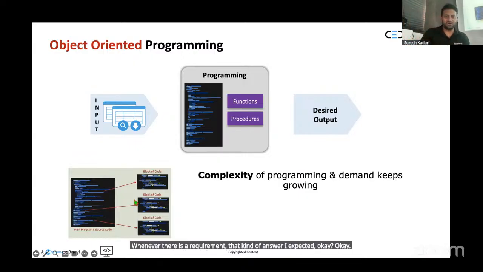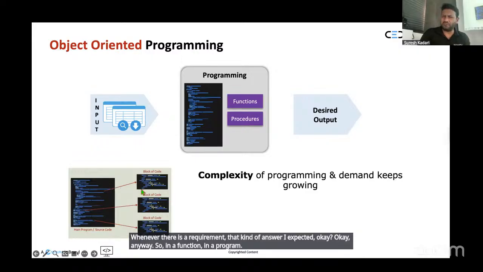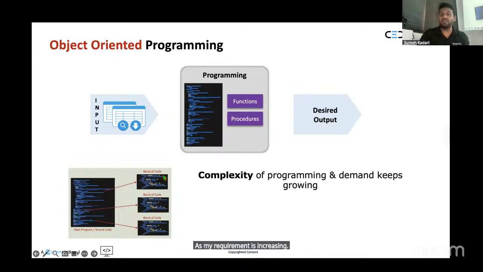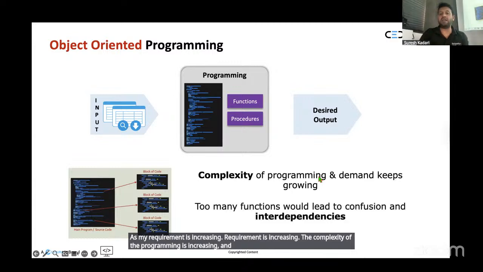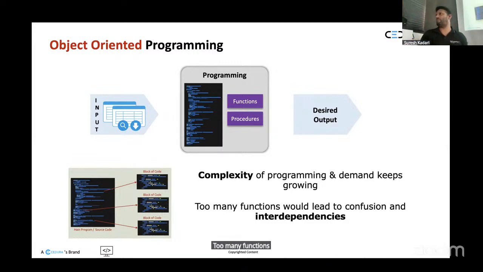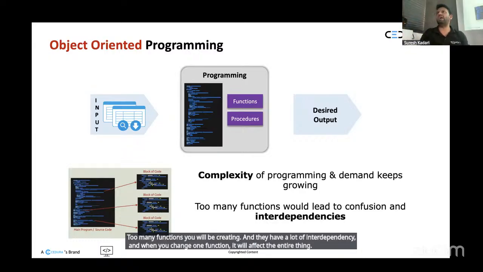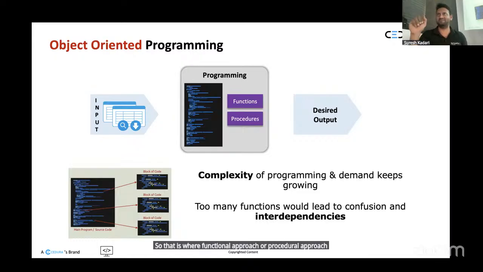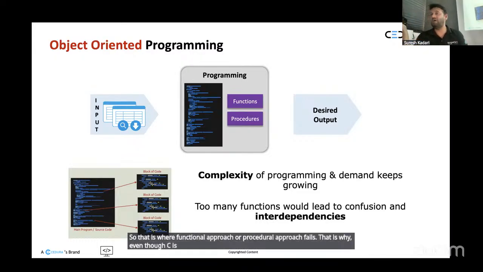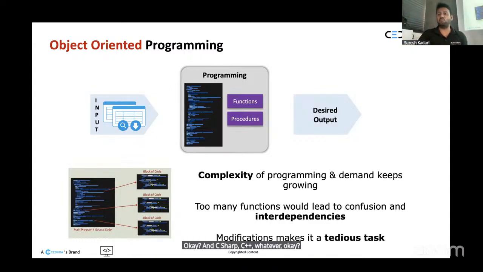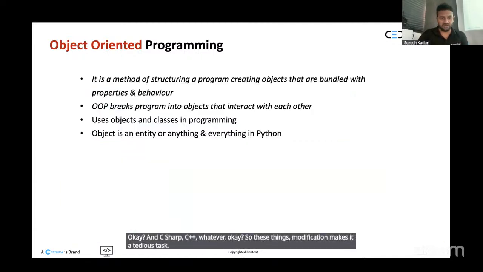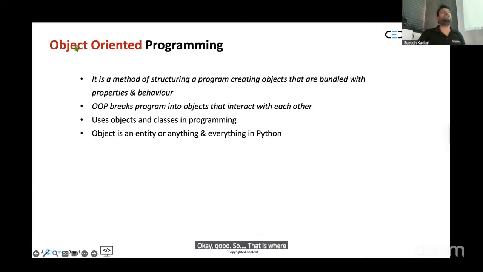Anyway, so in a program, I may write different functions. See, as my requirement is increasing, the complexity of the programming is increasing, and the demand keeps growing. Too many functions you will be creating, and they have a lot of interdependency. And when you change one function, it will affect the entire thing. So that is where the functional approach or procedural approach fails. That is why, even though C is a very powerful language, we gave away C and went with object-oriented languages, Python, Java, C#, C++, whatever. So modification makes it a tedious task. Good, so that is where we go with object-oriented programming.